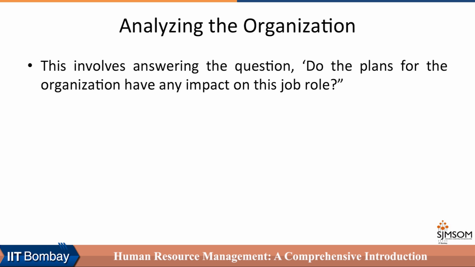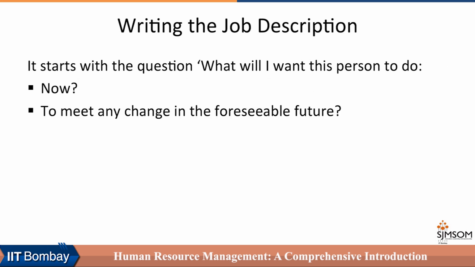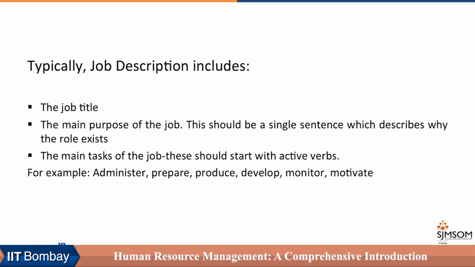This involves answering the question, do the plans for the organization have any impact on this job role? So, writing the job description starts with the question, what will I want this person to do now and to meet any change in the foreseeable future. Typically, a job description includes the job title and the main purpose of the job, which should be a single sentence that describes why the role exists and the main task of the job. Administer, prepare, produce, develop, monitor, these are the active verbs generally used in a job description.